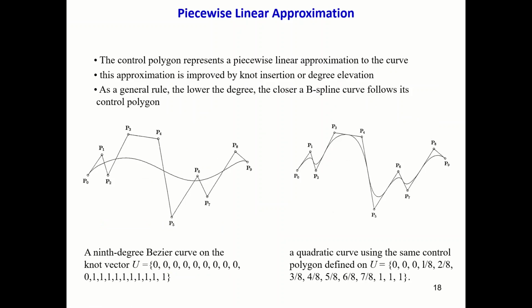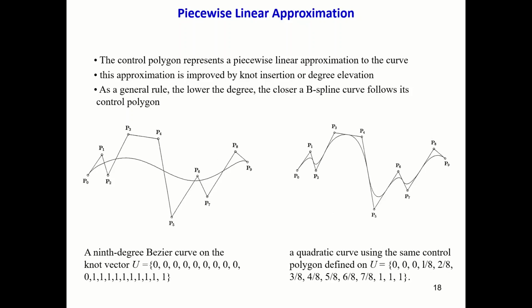Piecewise linear approximation. The control polygon represents a piecewise linear approximation to the curve. This approximation is improved by knot insertion or degree elevation. As a general rule, the lower the degree, the closer a B-spline curve follows its control polygon.